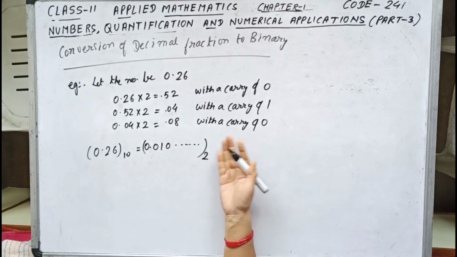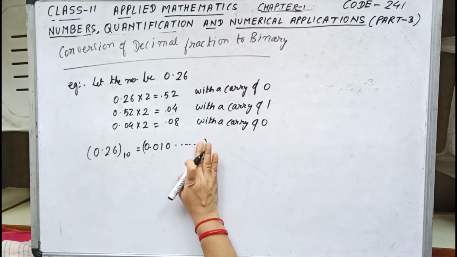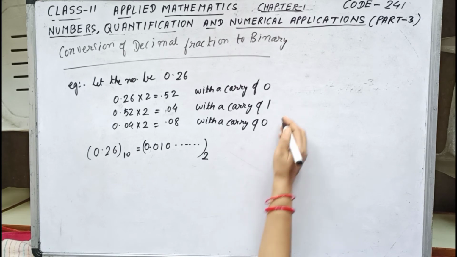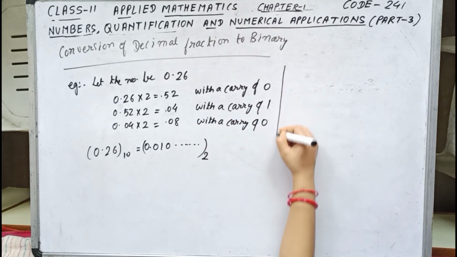Means wherever we want to stop the 000 we can write, or we can write over here 0.01. Okay, because the further numbers are coming as 0 0 only.